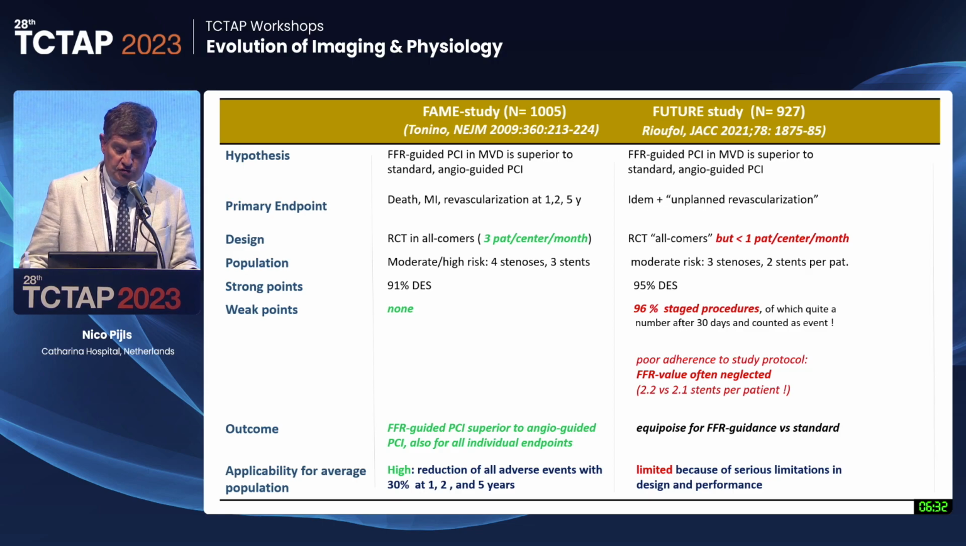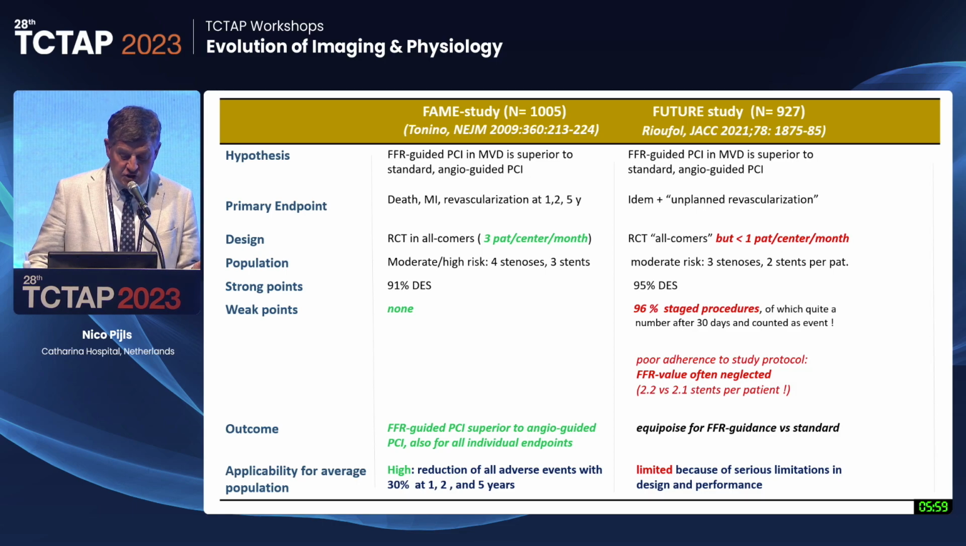However, in the FUTURE study on the right, actually less than 1 patient per center was included per month, so you can hardly call it an all-comer study. The population in the FAME study was higher than in the FUTURE study. A strong point is that in both studies, 95% was death. The weak point in the FUTURE study is that although it was the intention that the FFR and eventually PCI would be performed in the same stage as the diagnostic angio, in 96% of all patients, the FFR was performed at a later procedure.